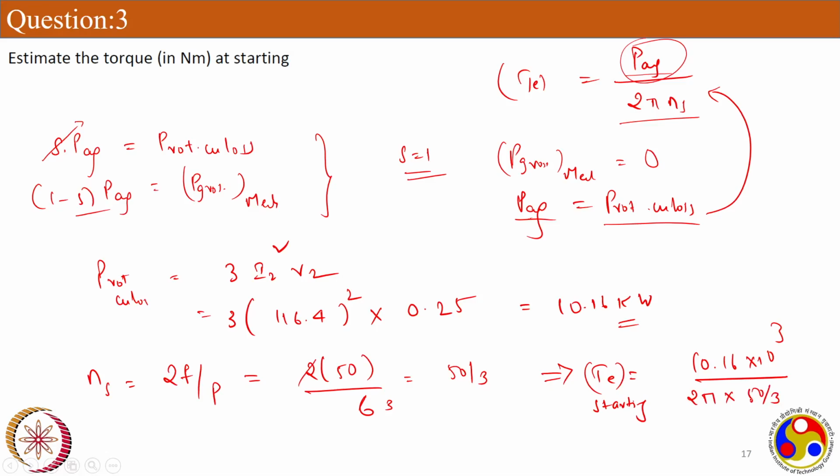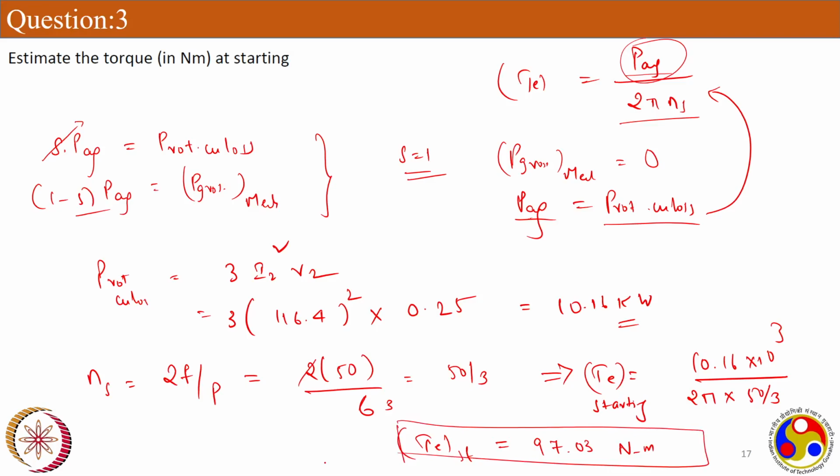So you can calculate it, and you can get the starting torque. That is, if you calculate the starting torque, you will get around 97.03 Newton meter. Yeah, so this is how you will calculate the torque.